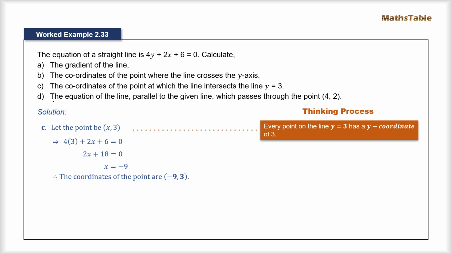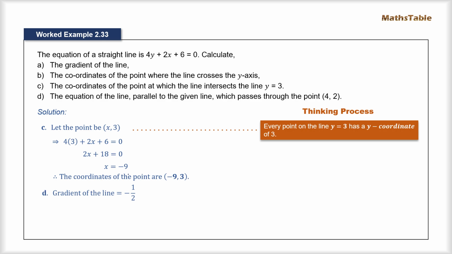Now in the final part, we are required to find the equation of the line which is parallel to this given line and which also passes through the point 4, 2. Now, as previously discussed in section 2.1, if two lines are parallel, then their gradients are equal to each other, which means that the gradient of this second line is equal to the gradient of the original line, which we already deduced in the previous part, -1/2.